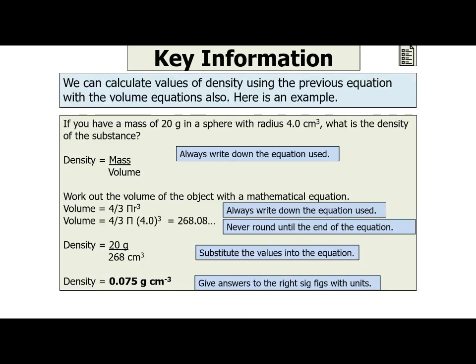If we have a mass of 20 grams in a sphere with a radius of 4 centimeters, what is the density of the substance? So you can say density is mass over volume. Then you can work out the volume of the object with the mathematical equation, 4 over 3 pi r cubed. Pop in the values. You can then say density is the mass, 20 grams, over the volume, 268 centimeters cubed. So the density is 0.075 grams per centimeter cubed.